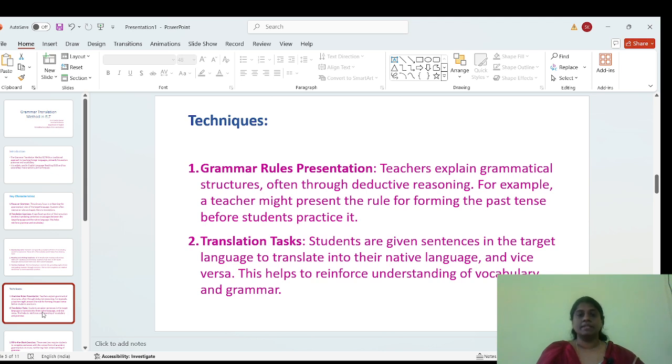Grammar rules presentation. The teachers explain grammatical structures, often through deductive reasoning. For example, a teacher might present the rule for forming the past tense before students practice it. Translation tasks. Students are given sentences in the target language to translate into their native language and vice versa. This helps to reinforce understanding of vocabulary and grammar.